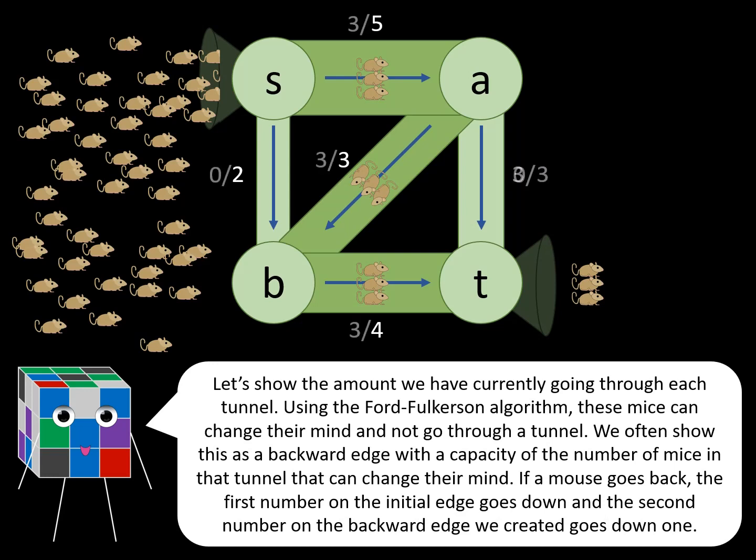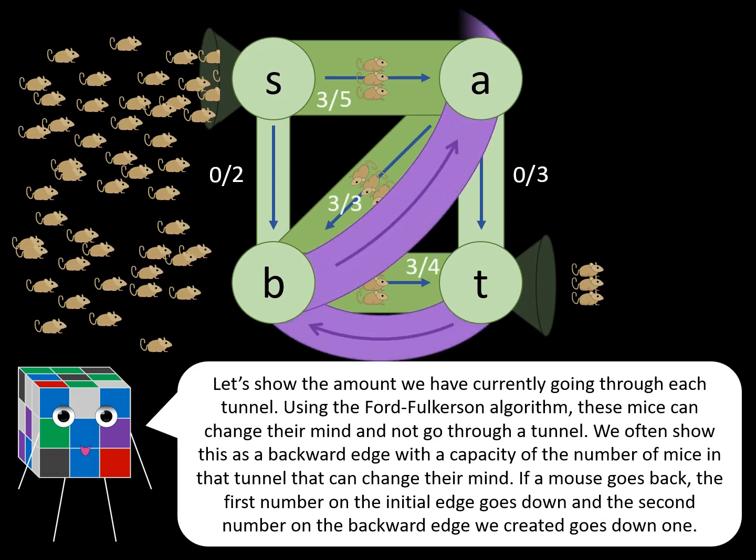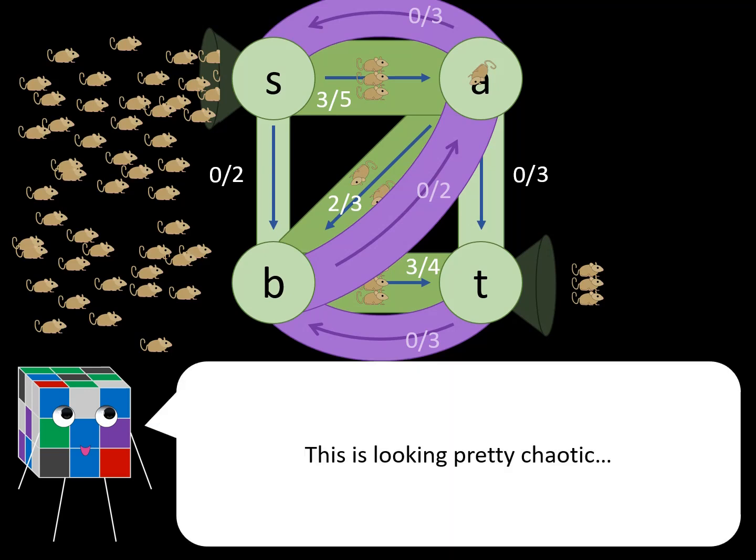Using the Ford-Fulkerson algorithm, these mice can change their mind and not go through a tunnel. We often show this as a backward edge with a capacity of the number of mice in that tunnel that can change their mind. If a mouse goes back, the first number on the initial edge goes down, and the second number on the backward edge we created goes down 1. This is looking pretty chaotic.